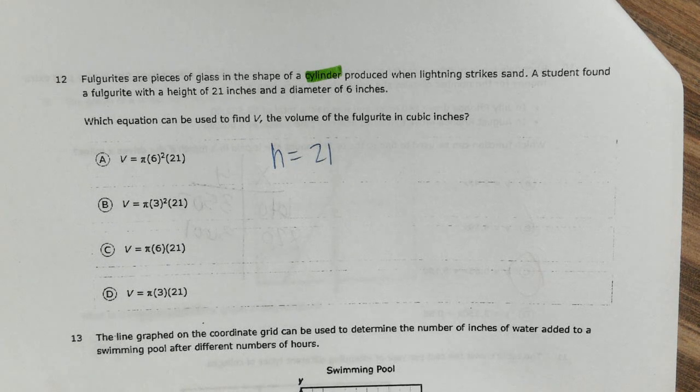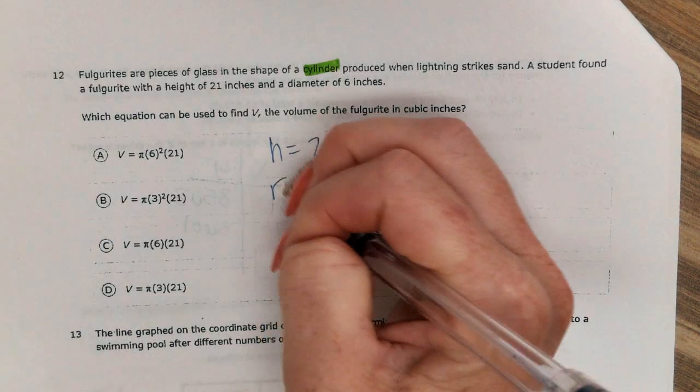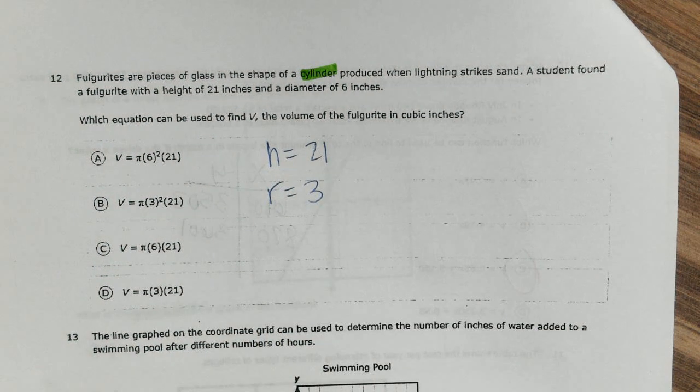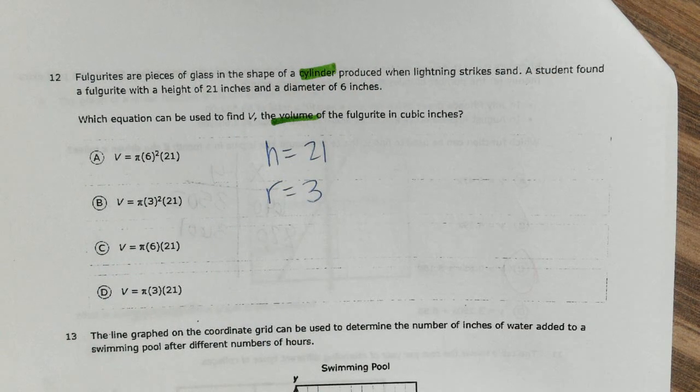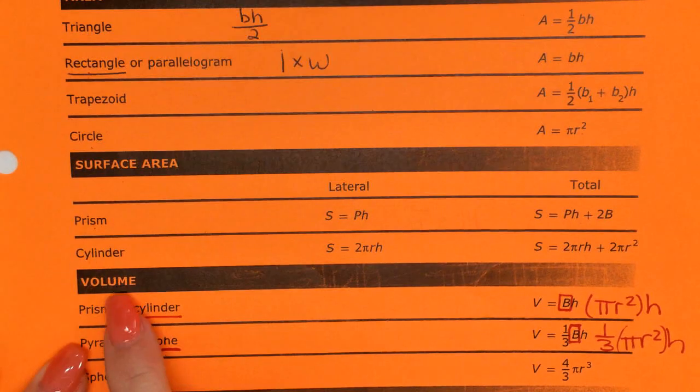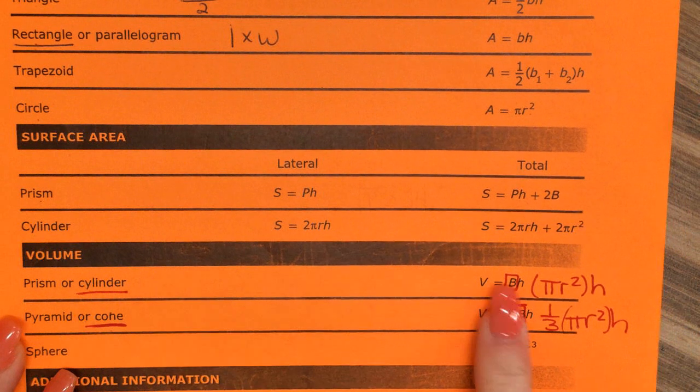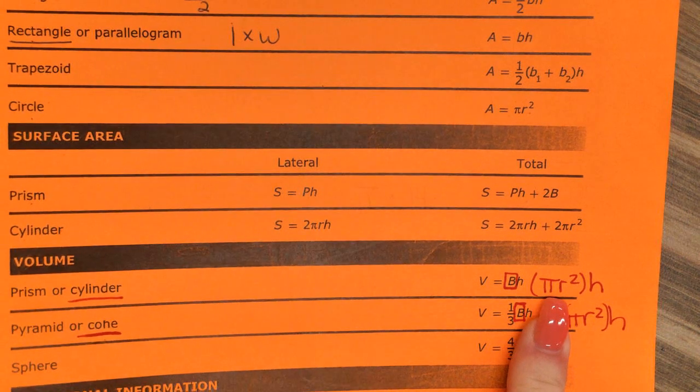And a diameter of 6. What do I do if I'm given diameter? Divide by 2. So what's 6 divided by 2? So the radius is 3. Which equation can be used to find the volume? So where do I go? Star chart. So I go to volume of a cylinder and I write this formula down. Pi r squared h.